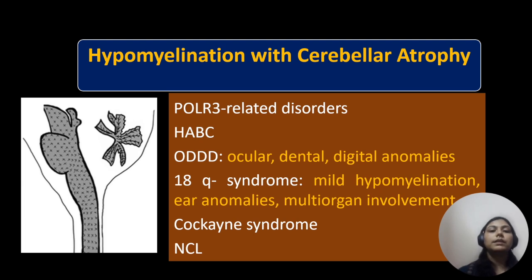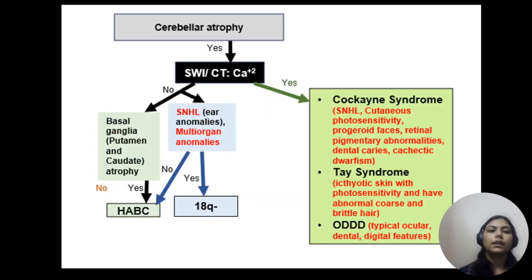In addition, certain rare disorders like oculodentodigital dysplasia and 18q deletion syndromes can show cerebellar atrophy, but they have various associated clinical features which can help in clinching the diagnosis. Also, it can be seen in Cockayne syndrome, which we are going to see in the subsequent slides. So whenever cerebellar atrophy is associated with hypomyelinating leukodystrophy, look for the presence of calcifications.